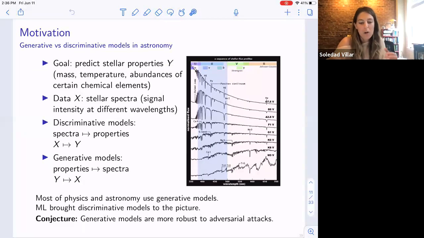David is in astrophysics, and he came to us because he has data science problems. One of the problems they care about is being able to predict the properties of some stars from their spectrum. Basically, they are given signals that look like this. They correspond to the spectrum of the star at different wavelengths, and they want to predict the mass or the temperature or the abundance of certain chemical elements in the stars.